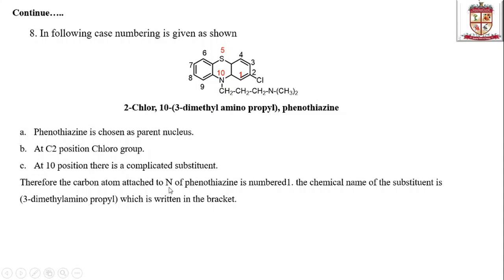The carbon atom attached to the N of phenothiazine is number 1. That means the numbering should be given to that branching chain. This is 1, 2 and 3, and hence here we write 3-dimethylaminopropyl.